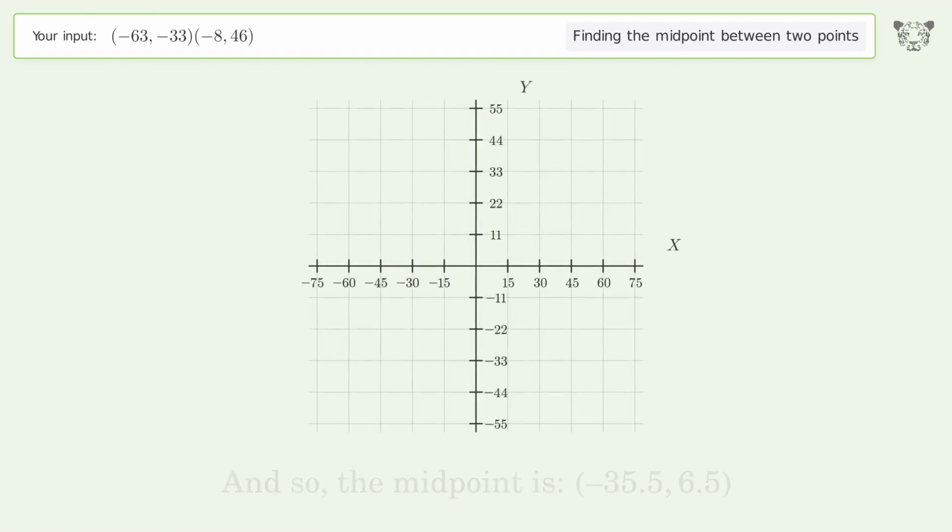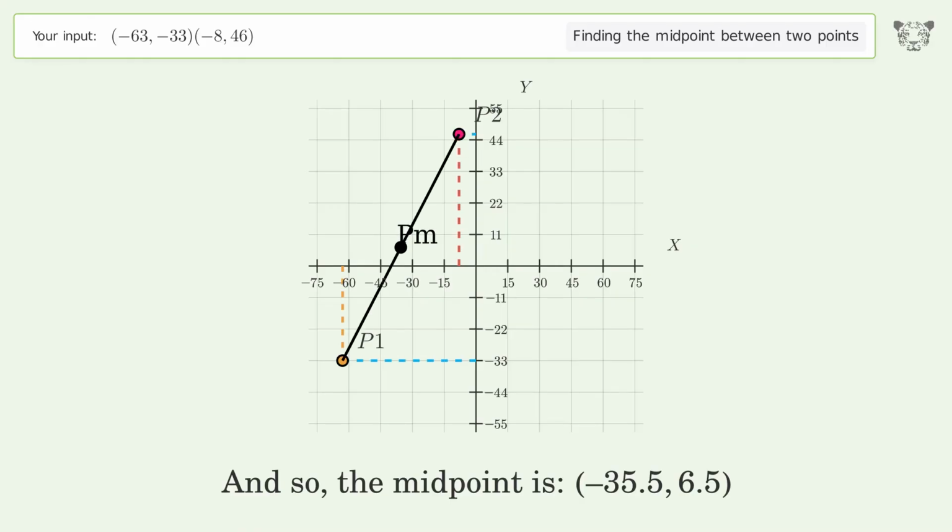And so, the midpoint is negative 35.5, 6.5.